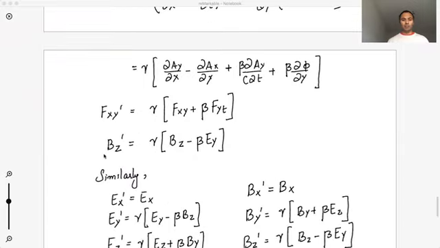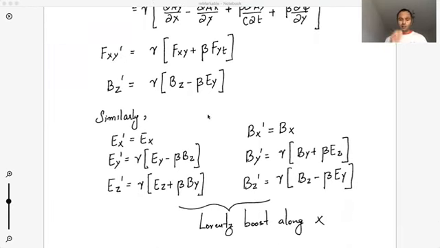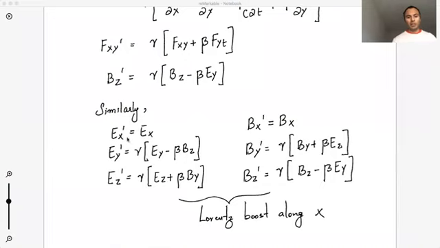So what does it mean? So bz prime is gamma times bz minus beta times ey. F of yt was ey. So now you have one component of the field transformation. So you can keep doing that. There's no point doing it for different components. I'm just going to write the final expressions here.